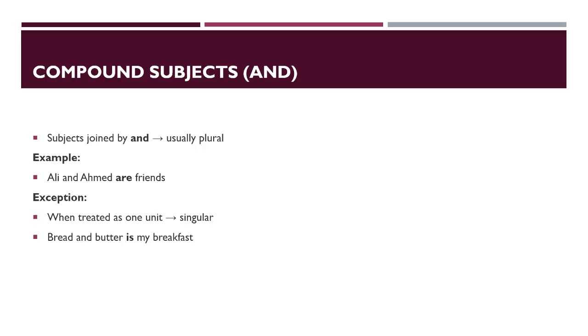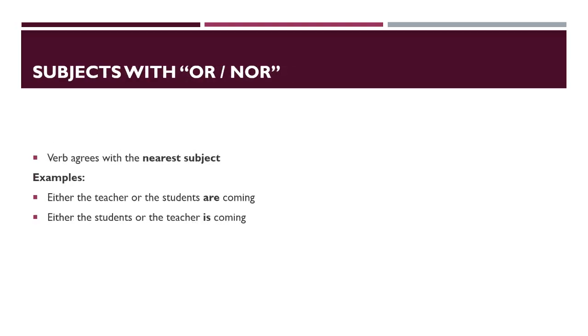Let's understand sentences that use or and nor. When subjects are joined by or or nor, the verb agrees with the subject closest to it. For example, either the teacher or the students are coming. But if we change the order, we say either the students or the teacher is coming.